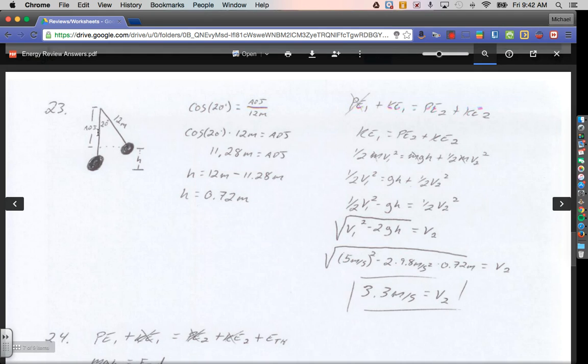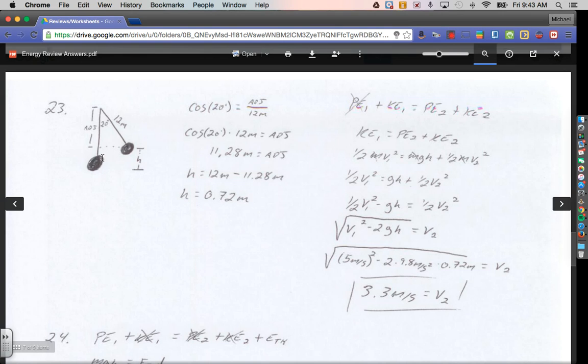Well, if 11.28 meters is from where the cable originates down to where it will be when it's swung at an angle, that leftover distance is the difference between those, which is 0.72 meters. So that's how high the ball goes at that point in time. That's what makes this a challenge problem, that you had to do that part first. From here, it's actually pretty easy.